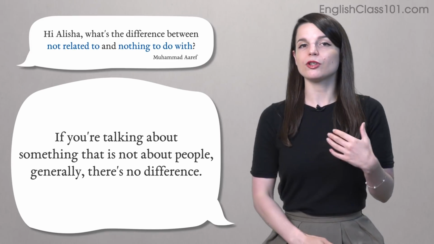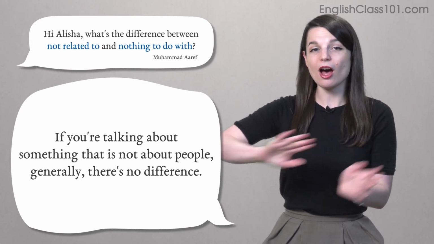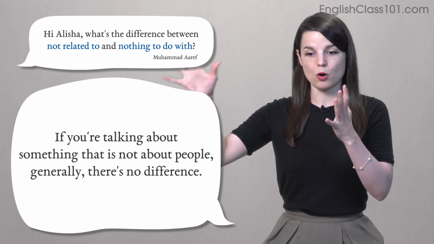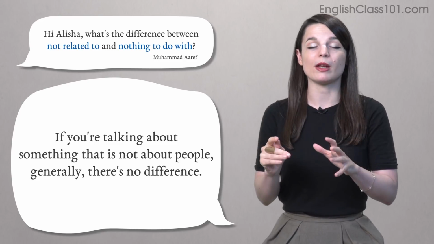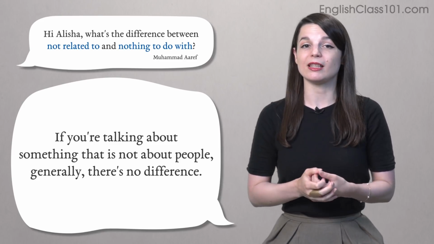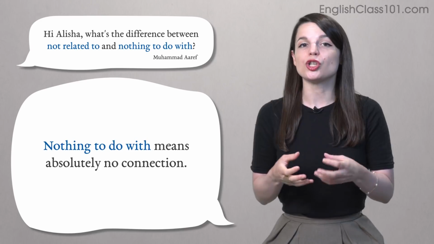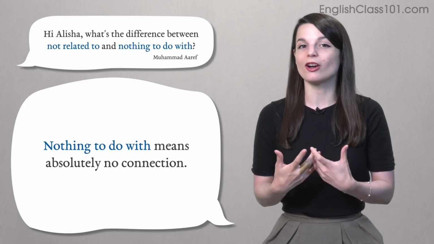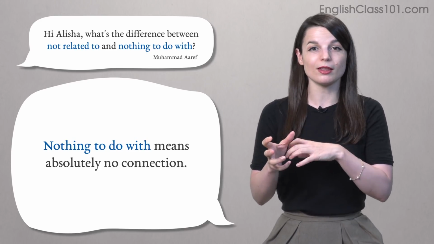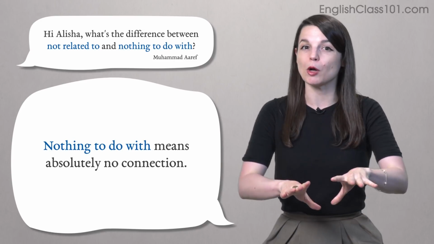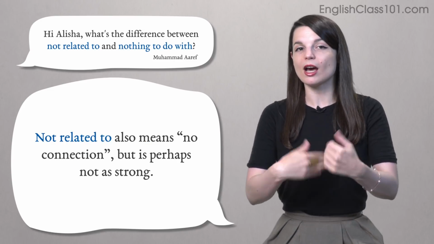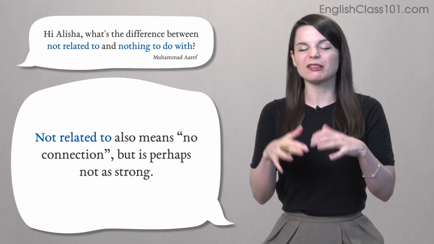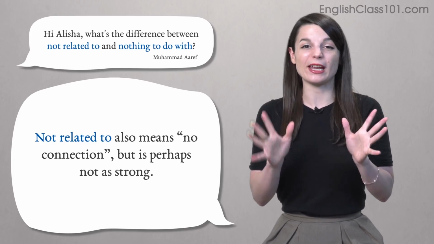Okay, if you're talking about anything other than people, so not people, objects, situations, then generally they mean the same thing. Nothing to do with has a little bit stronger emphasis. Nothing to do with sounds like absolutely zero, nothing. Whereas not related to sounds like a little bit less intense, not quite as strong.